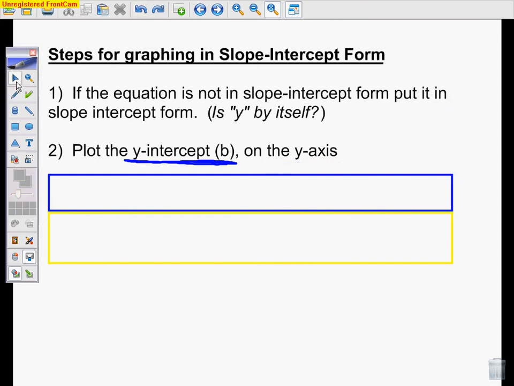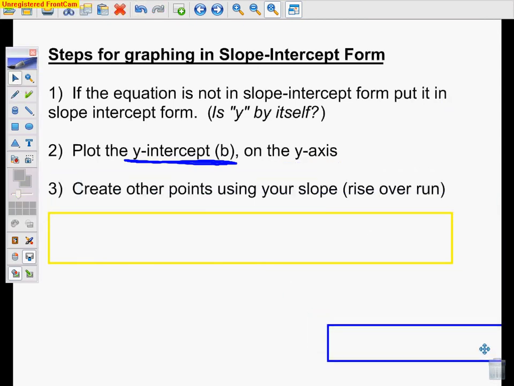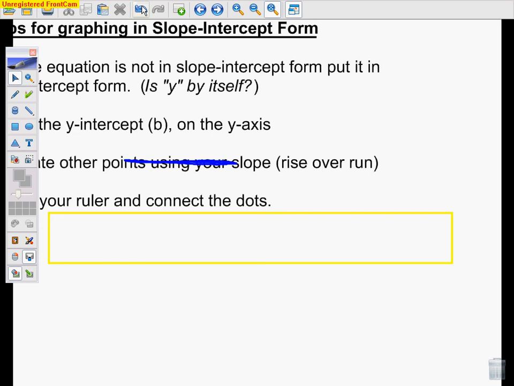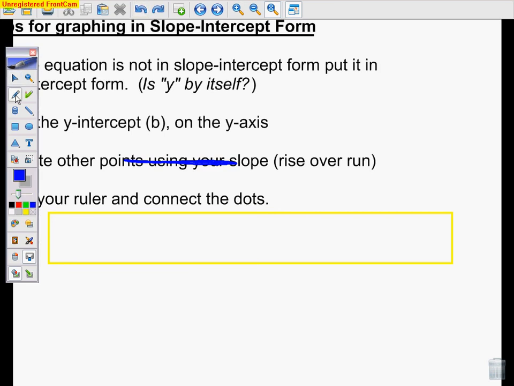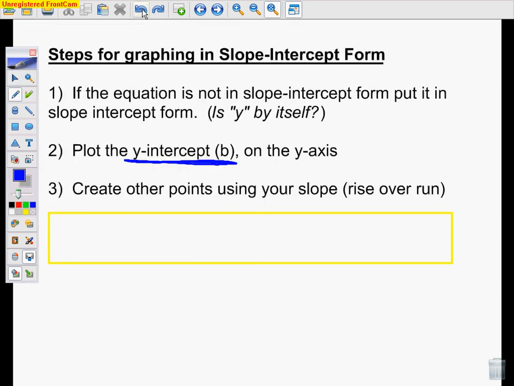All right, next step. Create other points using your slope, your rise over your run. And remember, you're going to be starting from your y-axis, your y-intercept. So create other points using your slope from the y-intercept.